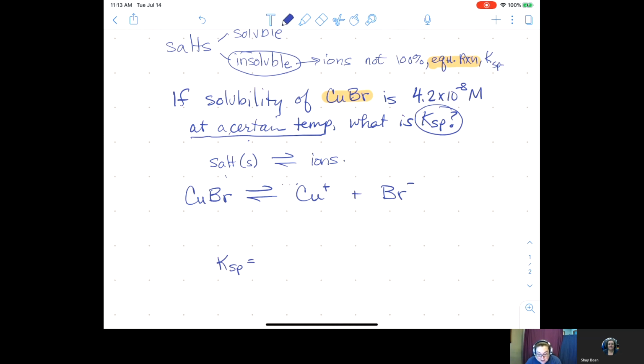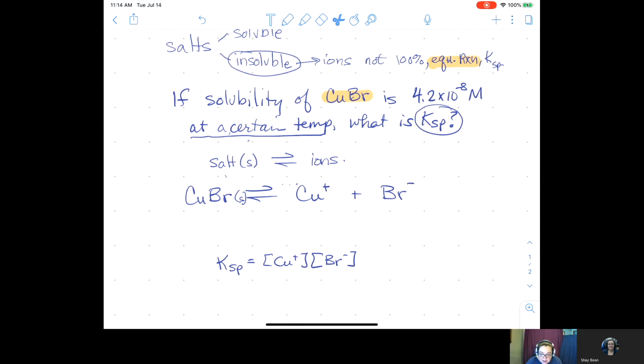And the formula here for KSP is products over reactants raised to the stoichiometric coefficients. So it's Cu plus and Br minus, both of them raised to the first power, but I do not put that over the solids. I do not have to put those over the reactants because this guy is a solid and solids don't show up. So my equilibrium expression is just that, where the Cu plus and the Br minus are the equilibrium concentrations of those guys.